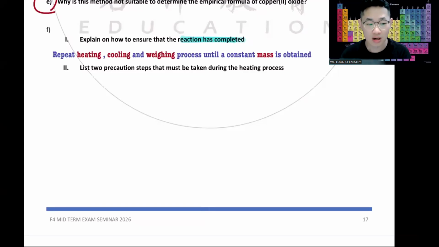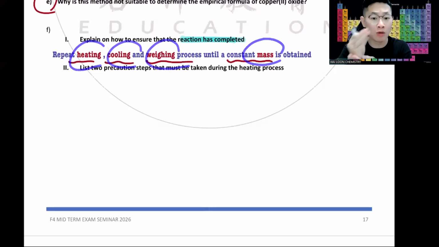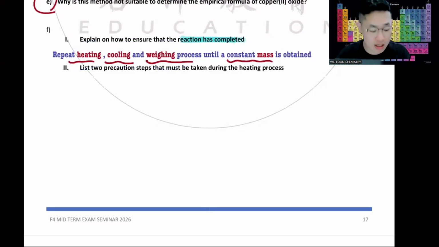So for example, here you must have heating, cooling, weighing process, and then constant mass obtained. Only then will you get marks. For example, if I say repeat heating, cooling, and weighing process multiple times until a constant mass is obtained, then only you can get the answer and get the 1 mark. So this is why you have to write down the things that you forgot now in red pen, so you can read it before your exam.